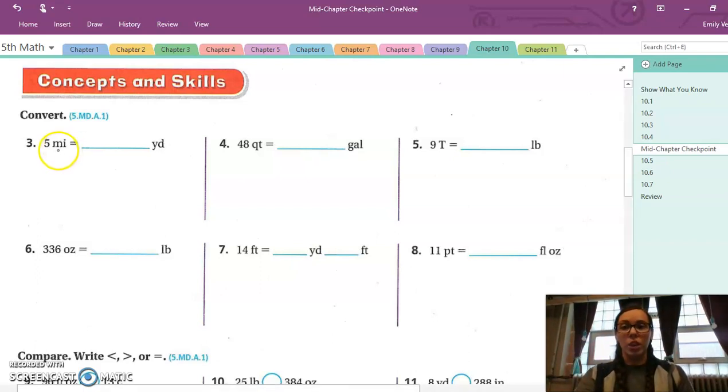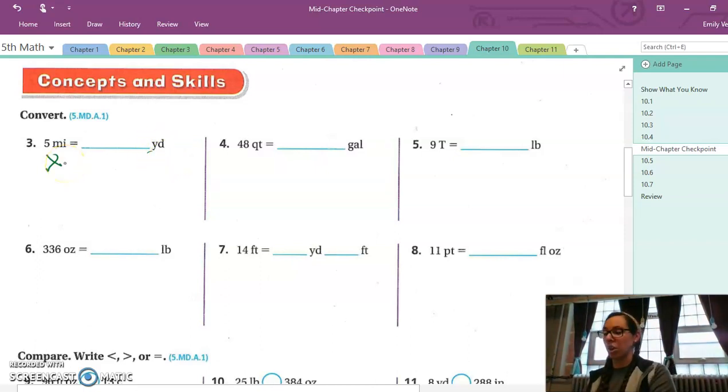So, looking at these two, miles and yards, I know that miles are a lot bigger than yards. So whenever I'm going from big to small, I have to multiply, because there's going to be a lot more small units than big ones. Okay, so I'm going to be multiplying, and now I have to look at the smaller unit, which is yards, to know what the base number is to multiply by.